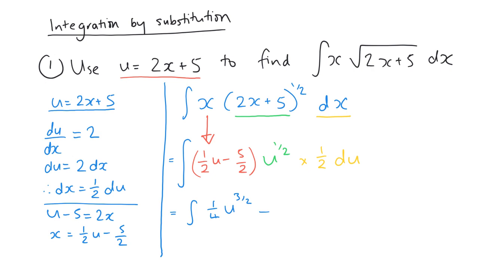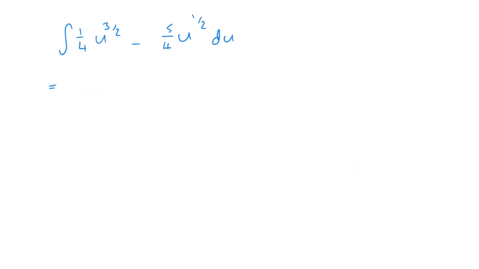Minus, and then minus 5 over 2 times u to the power of a half is minus 5 over 4 u to the power of a half du. And then it's a straightforward enough integral to do. So when we integrate this, you're adding 1 to the index, so that becomes u to the power of 5 over 2, and then you're dividing a quarter by 5 over 2, and you get a tenth. Adding 1 to the new index, you get u to the power of 3 over 2, and then we're dividing 5 over 4 by 3 over 2, and we get 5 over 6, and then obviously we remember our plus c.